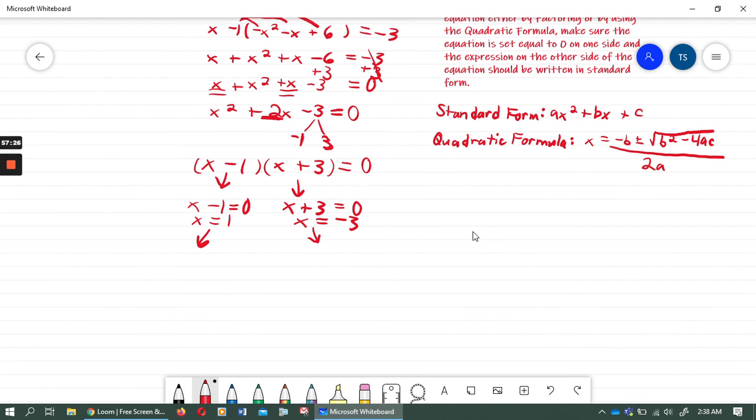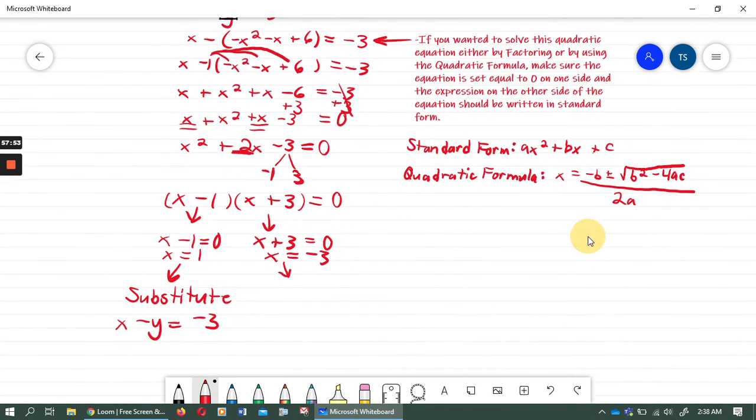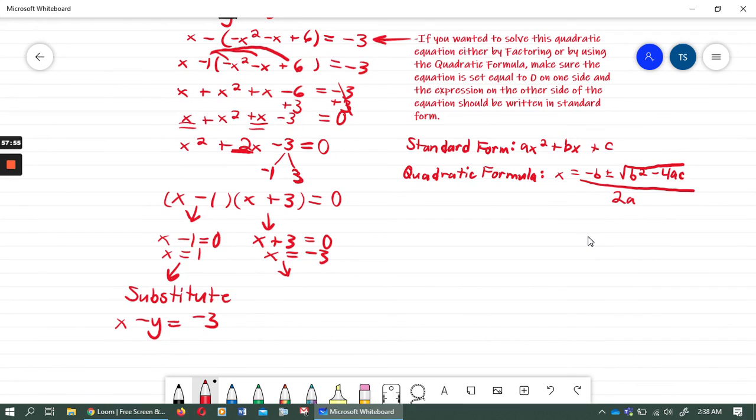Alright, so again, guys, we want to substitute these x values that we just found into one of the equations. And like I said, it's going to be easiest for us to substitute it into that linear equation. So we're going to substitute that value into that equation that was up there, x minus y equals -3. Let me make sure that's the right one. Yes, x minus y equals -3.